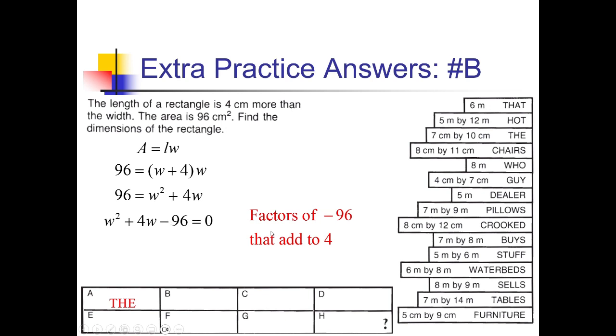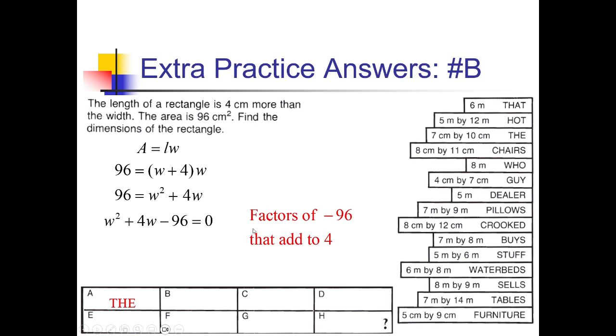So I feel like this might be a little trickier than the last one. 1 and 96 doesn't work. 2 and 48 doesn't work. 3 goes into 96 32 times, still not going to work. 4 goes into that 24 times. We're getting closer, but still not really where we need to be. We also have 6 times 16, I believe, that's not going to work and get us a 4 anyway. So what else can I use?